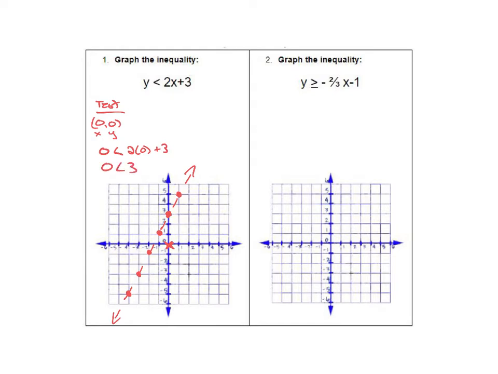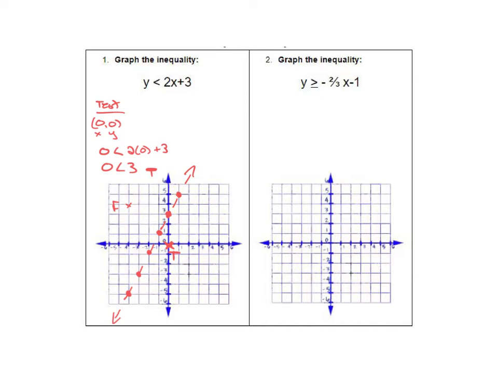So the question is, is this inequality true? Is 0 less than 3? Well, this is true, so that makes this point true. That would make this side false. If we plugged any number in, say we pick negative 4 as our test point, that's going to end up being a false statement.